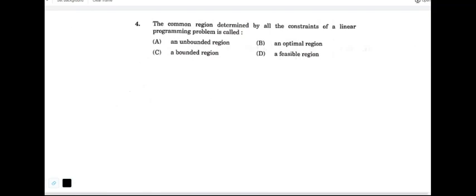The common region determined by all the constraints of a linear programming problem is the feasible region.